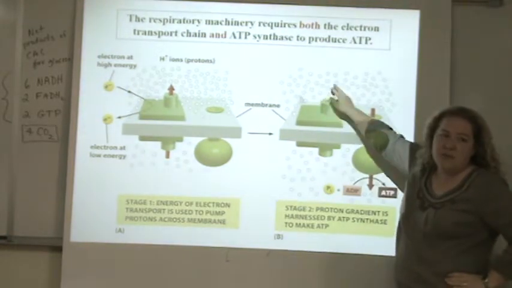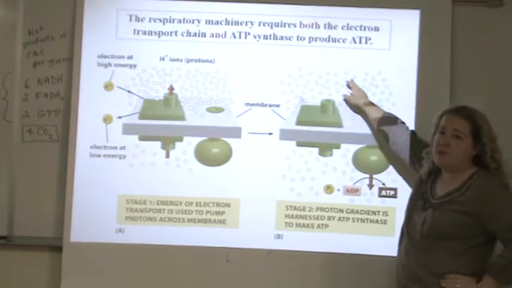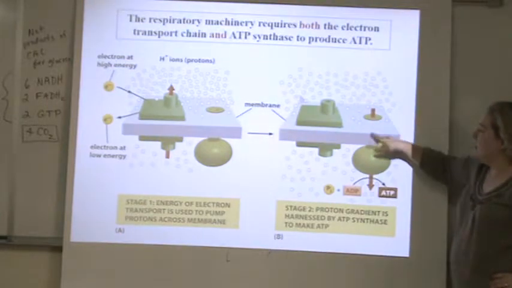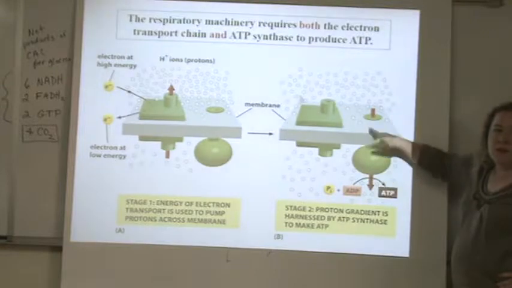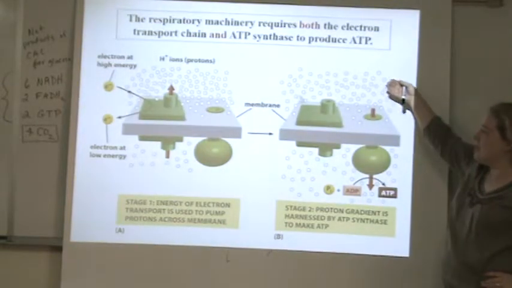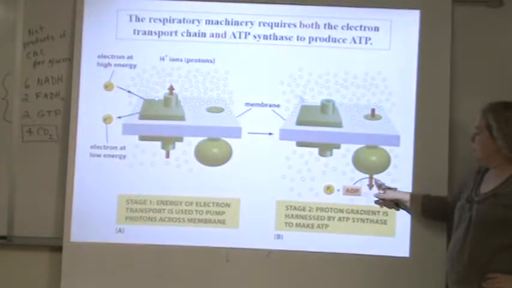Protons can't go through the membrane. They're charged. They're stuck out here. The only way that they can come back in is through an ATP synthase protein. And they do come back through, and ATP synthase uses that rush of motion to produce ATP.